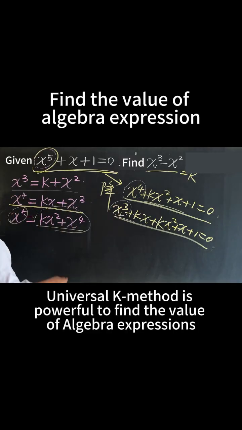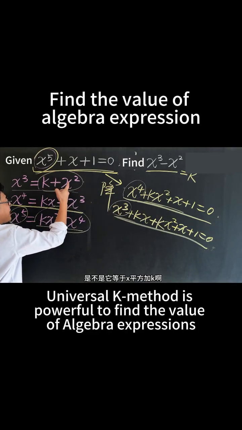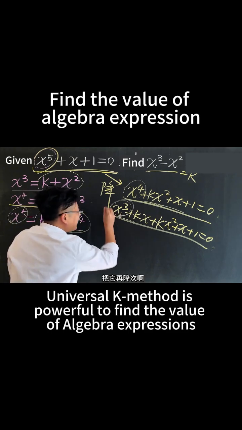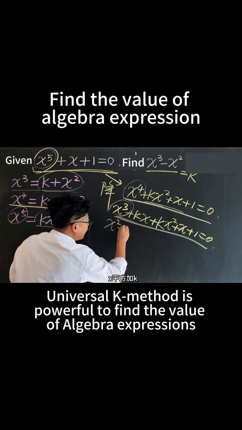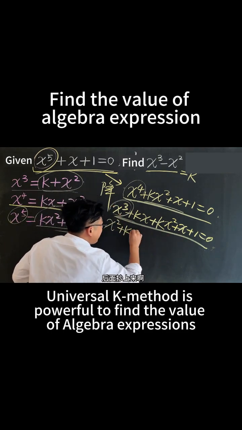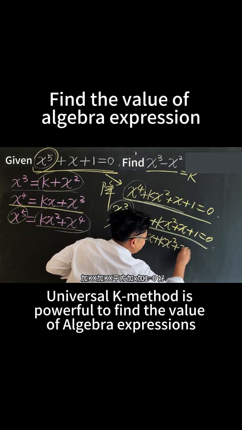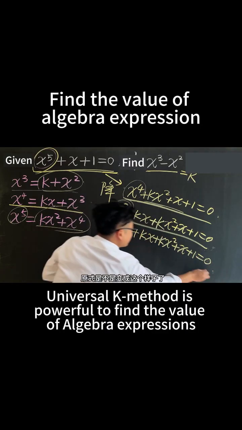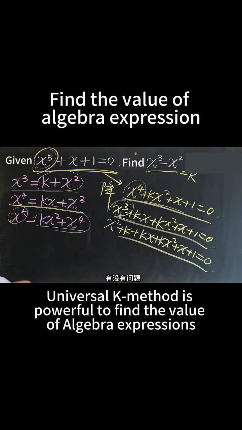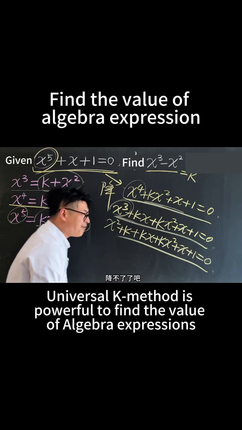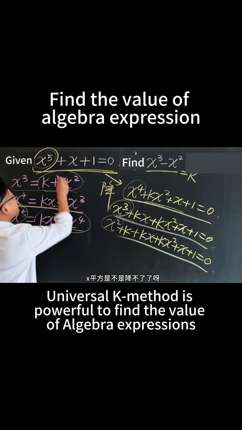What is x cubed equal to? Isn't it equal to x squared plus k? Reduce the power again, so it's x squared plus k. Then bring down the rest: plus kx squared plus x plus 1 equals 0. All right, so has it turned into this form now? Is there any problem? Can we reduce the power any further? We can't, right? X squared can't be reduced anymore, can it?